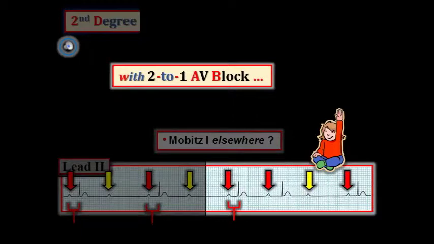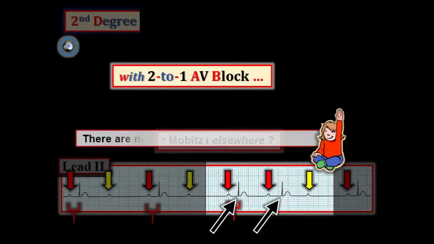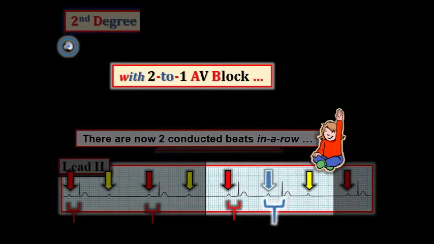But the difference is that there are now two conducted beats in a row, which now allows us to see that when given a chance, the PR interval is increasing until a beat is dropped. So we do now have clear evidence of Mobitz 1 at the end of this tracing.